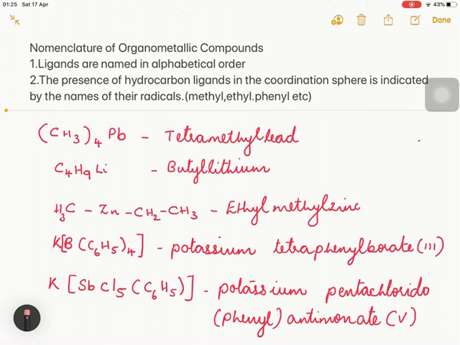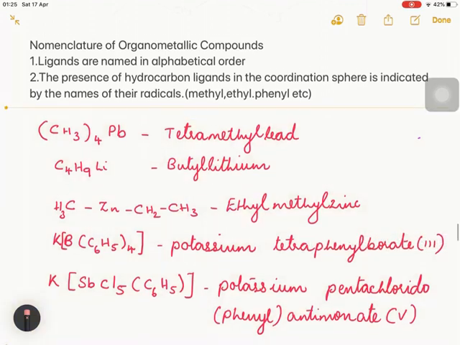Next topic is nomenclature of organometallic compounds. We'll see the rules for writing the nomenclature of organometallic compounds, and these are similar to those used for naming coordination compounds. The first point is that ligands are usually named in alphabetical order irrespective of the charge on them. The second is that the presence of hydrocarbon ligands in the coordination sphere is indicated by the names of the radicals like methyl, ethyl, phenyl, etc., although these radicals behave as anions in several cases.